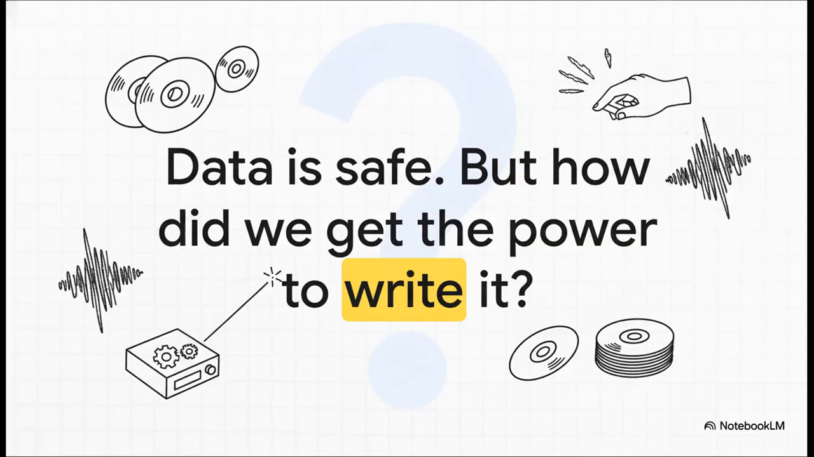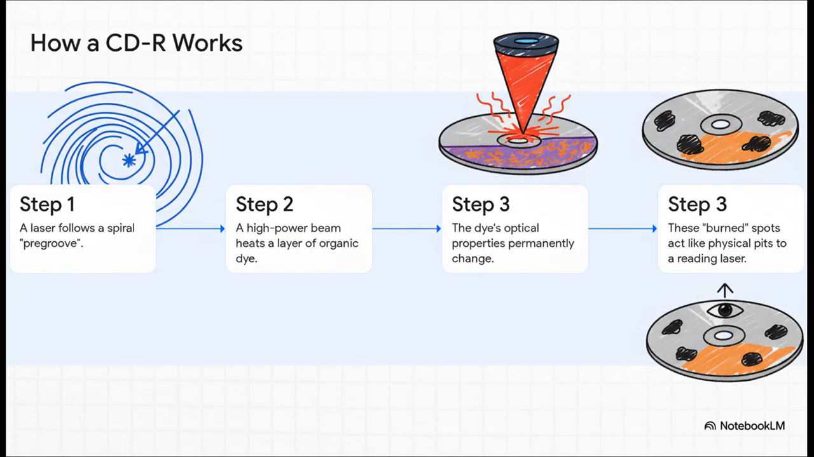So, mystery solved. But this just opens up a whole new chapter in the CD story. It's one thing to read data that was pressed in a factory, but how on earth did we get the incredible power to burn our own disks right there on our desks at home, right? Well, that brings us to the good old CD recordable, the CDR. Instead of having physical pits pressed into the disc at a factory, a blank CDR has this layer of organic dye. When you burn a disc, your computer's high-powered laser heats up tiny spots in this dye, and it permanently changes how they reflect light. As far as the reading laser is concerned, these burned spots look and act exactly like factory-pressed pits.